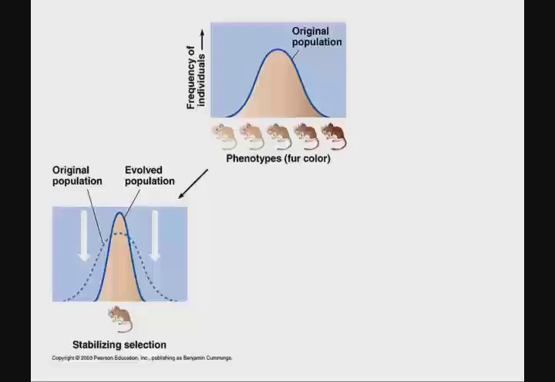So when we look at natural selection, we can look at an example of three different types of selection: stabilizing, directional, and diversifying selection. And what we're going to do is look at an example of these tiny desert mice. And these desert mice are going to have survival fitness based on their ability to camouflage themselves against their background.